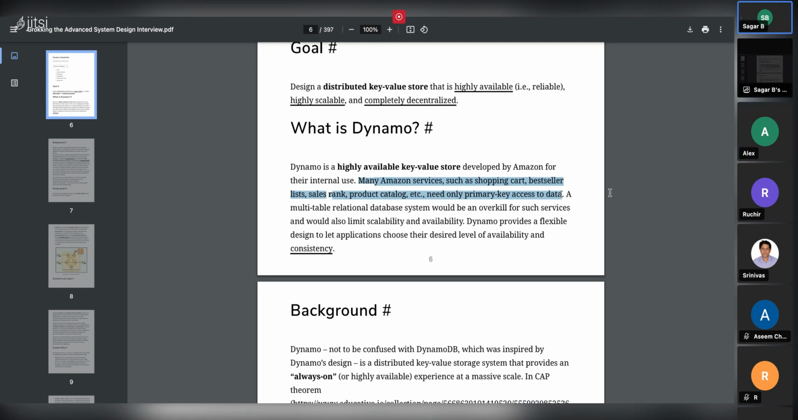Okay, so that is in the context of the Amazon services. Yeah, they say they only need key access. That's it. You have primary key access. I give you a key, you give me a value. That's all you need. Oh, okay. Yeah, now I understood it. My bad.